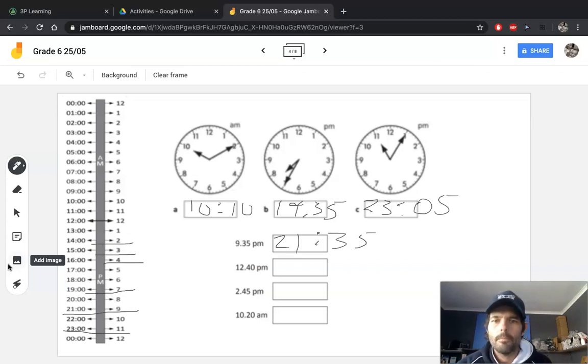12:40 p.m. stays 12:40. All right, so that's 12:40. Okay, 12:40 p.m. 2:45 p.m. will become 14:45. Okay, and there we've already underlined 2 and 14. And then 10:20 a.m. stays 10:20. Okay, so there are your 24-hour times.